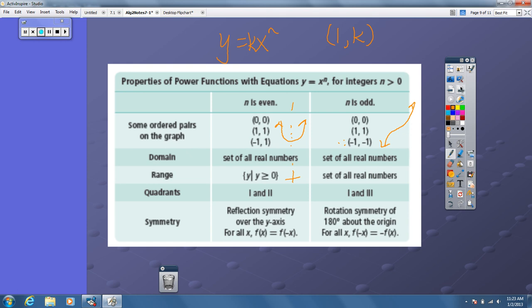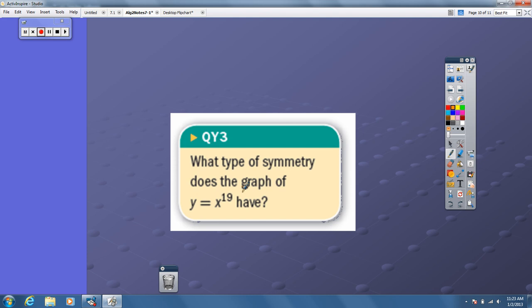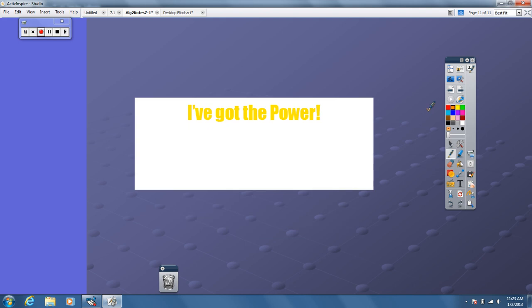Okay? So that is really all I have for you today. And I will see you tomorrow. Oh, just kidding. So what type of symmetry does this have? X to the 19th. It's odd. It's going to have rotational symmetry. I've got the power. Okay, that's it. See you guys.